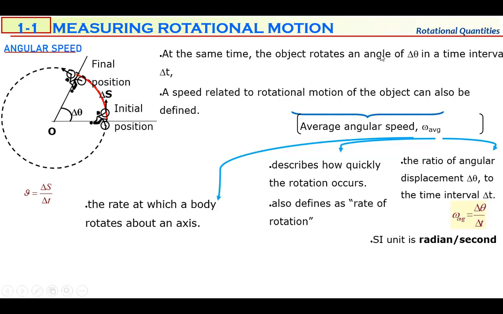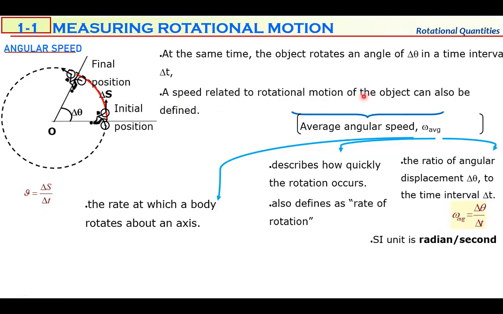The object rotates an angle of delta theta, which is angular displacement, in a time interval delta t. Remember, linear speed is calculated by delta s over delta t or delta x over delta t, but angular speed is defined in the same manner. You define displacement, but which displacement? Angular, of course. Delta theta is the angular displacement. This delta theta will be divided by time. How long does it take from here to there? We just measure the time, measure this angle, and we will find the angular speed.